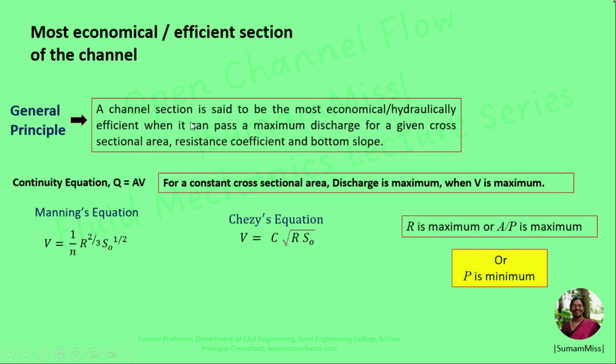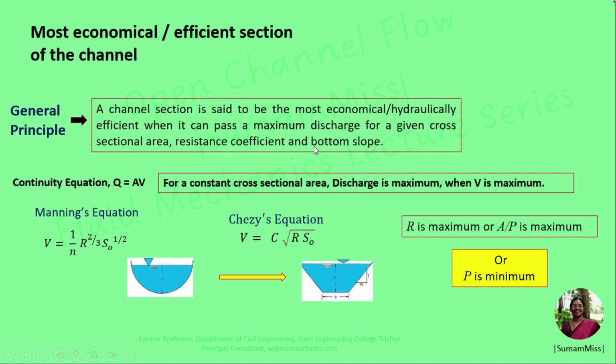That means a channel section is said to be most economical or hydraulically efficient when the wetted perimeter P is minimum. So compared to other cross sections, the semicircular section has the lowest wetted perimeter and therefore is the section of highest efficiency. However, due to practical limitations in maintaining this section, usually the trapezoidal section is employed.